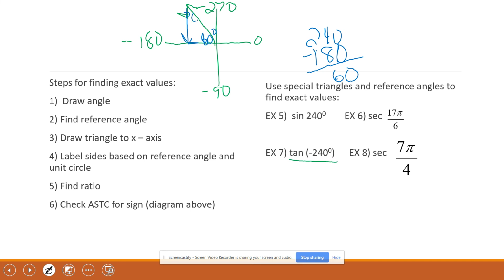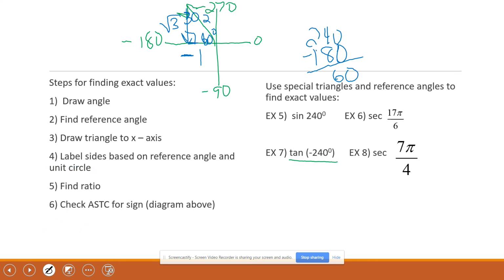That makes this a 30, 60, 90 triangle. The length opposite 60 is the square root of 3. The length opposite 30 is 1. The hypotenuse is 2. Hypotenuse is always positive. Square root of 3 is going up in the positive direction for y, so it's positive. The 1 is on the left side of 0. It's going in the negative x direction, so that's negative.